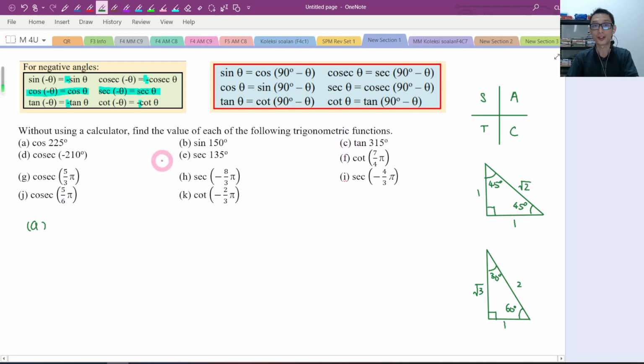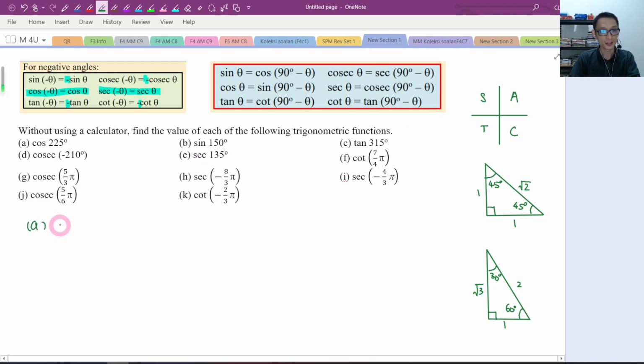Okay, before solving this, we need to know ASTC. What does this mean? It means that in the first quadrant, all positive. In the second quadrant, only sine positive, and definitely cosecant will be positive as well, because cosecant is equal to 1 over sine. It will follow the rules for sine. In the third quadrant, only tangent positive, and cotangent will be positive as well, because cotangent follows the rules for tangent. In the last quadrant, cosine positive, and secant will be positive as well, because secant is equal to 1 over cos. So remember this ASTC, which you learn in modern math as well.